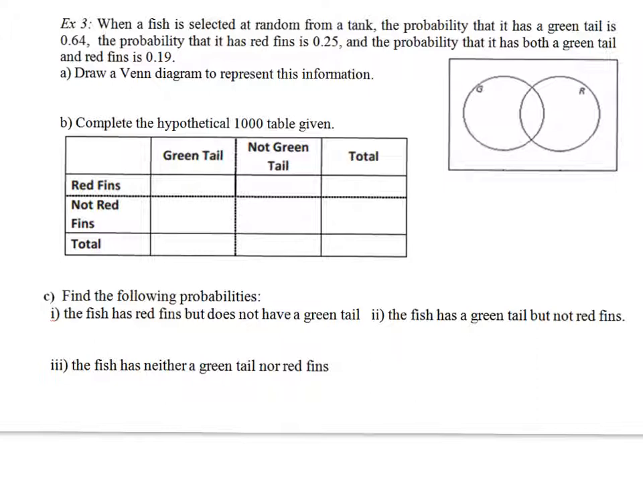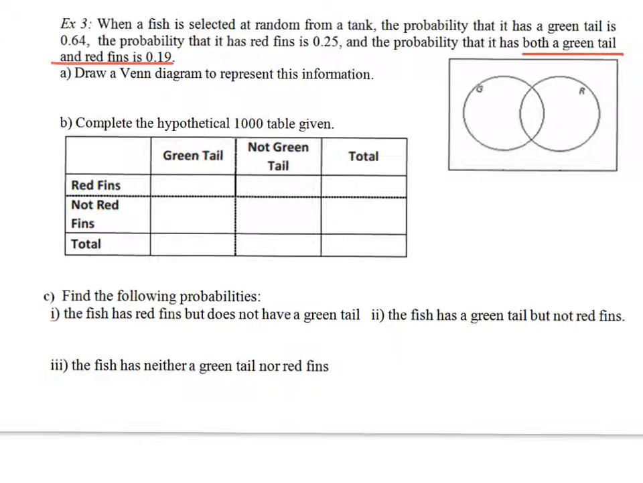Now when I have a problem like this to solve, it really doesn't matter whether I use a Venn diagram or the two-way table. So again, in this situation it says, let's draw our Venn diagram first. So when a fish is selected at random from the tank, the probability that it has a green tail is 0.64. The probability that it has red fins is 0.25, and the probability that it has both a green tail and red fins is 0.19.